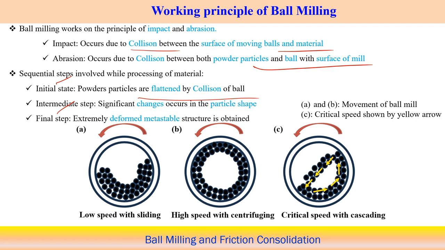Usually the high speed with centrifuging occurs at this intermediate stage, but in the initial stage the speed is low. Now the third and final step: an extremely deformed metastable structure is usually formed. In this case the critical speed with the cascading effect is there. Critical because the speed becomes higher and reaches the critical speed, and cascading because of the cascading effect, some kind of deformed metastable structure is usually formed using this ball milling operation.